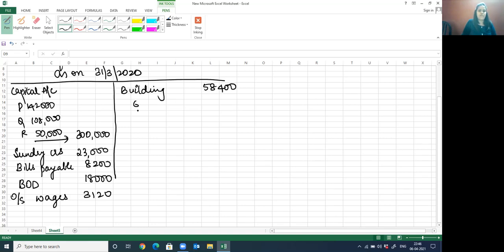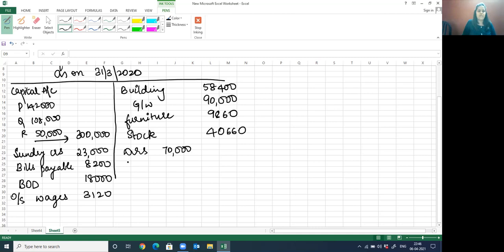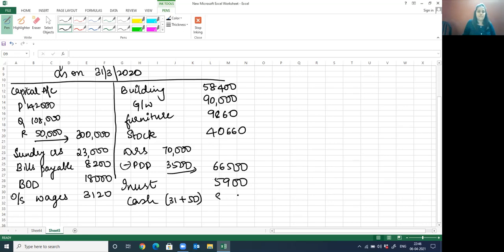Okay, on the asset side, you have building 58,400. You have goodwill 90,000. You have furniture 9,860. You have stock 40,660. You have debtors 70,000 minus PDD 3,500, 66,500. You have investments 5,900, and lastly cash, 31 plus 50 becomes 81,000. So therefore your balance sheet tallies at 350 to 320. Okay, sure.